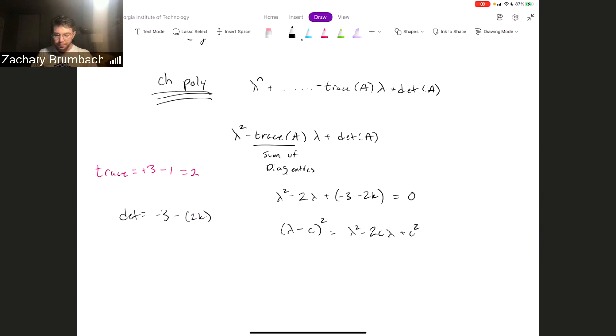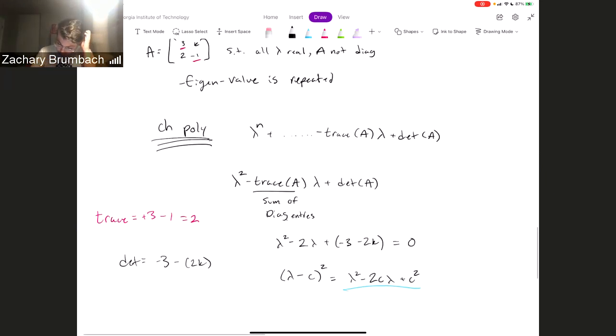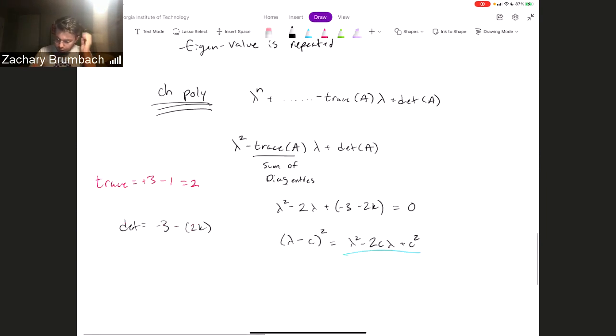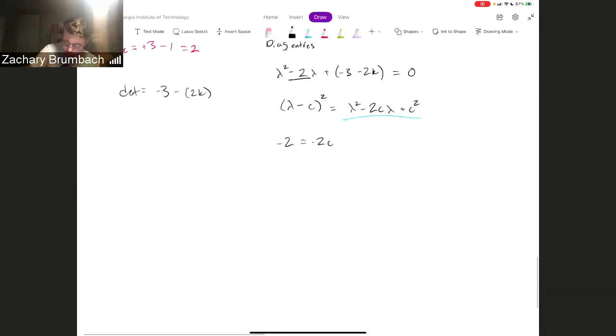This is just some algebra that you should be able to put together. You're getting this from knowing that your eigenvalue is repeated. So how do we do this? Well, we know that -2 from here is equal to -2c. This is a very complicated problem, by the way. This isn't just some snap and you know the answer. But from here, you know that c is equal to 1.